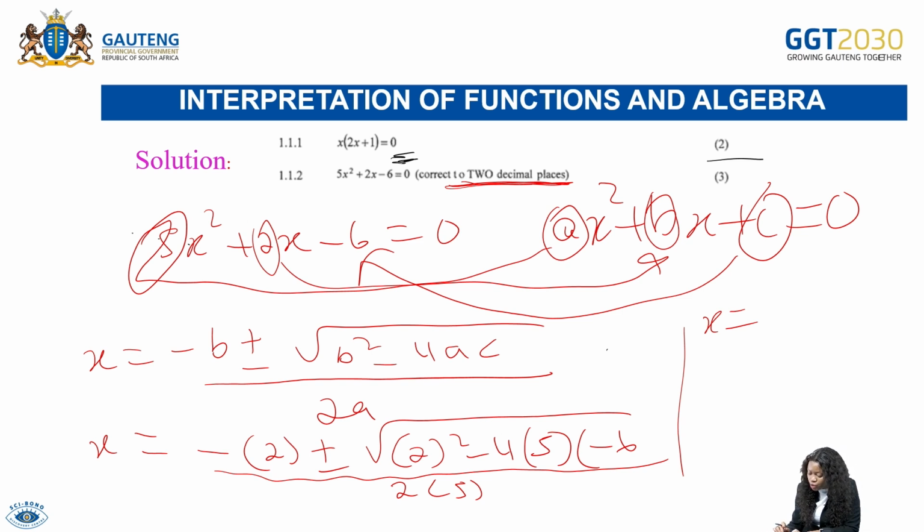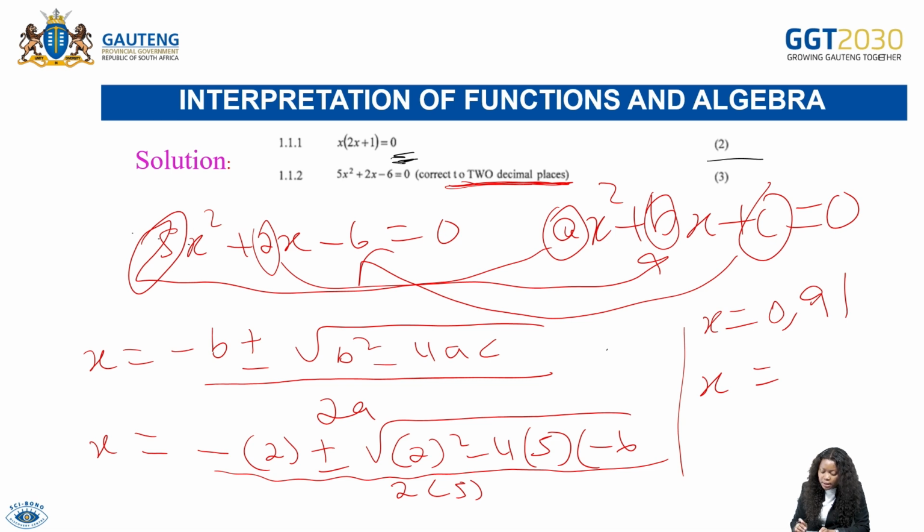So you'll get negative 2 plus the square root of 2 squared minus 4 into 5 into negative 6, all over 2a, which is 5. So you'll get that your x is 0,9135. They said round off to 2 decimal places. Since the third number after the comma is less than 5, you're just going to take the 0,91. Then for the other one, you say x is equal to, you go back, you check, you change, and you substitute with a negative sign.